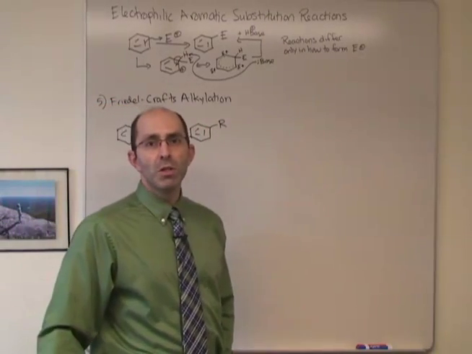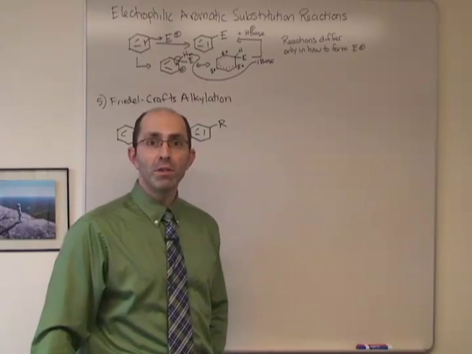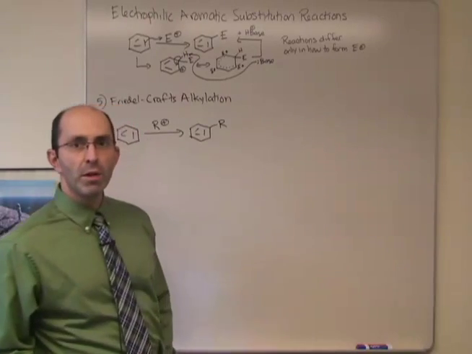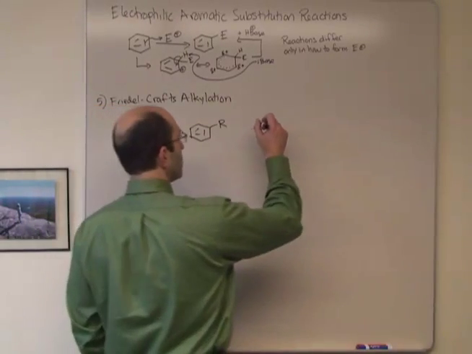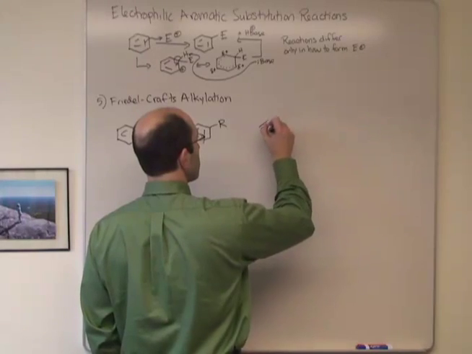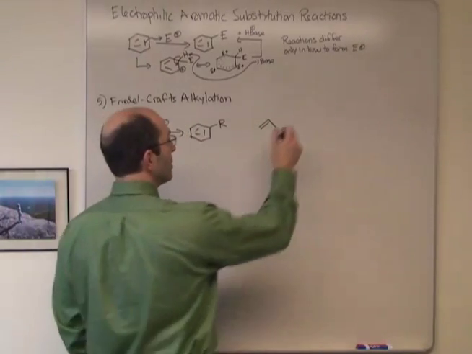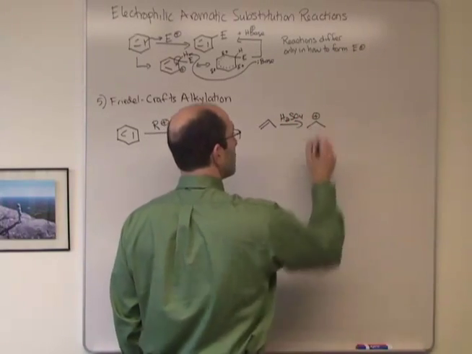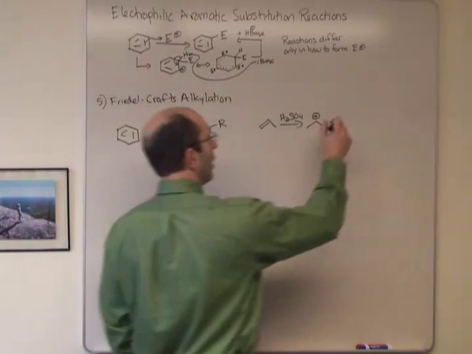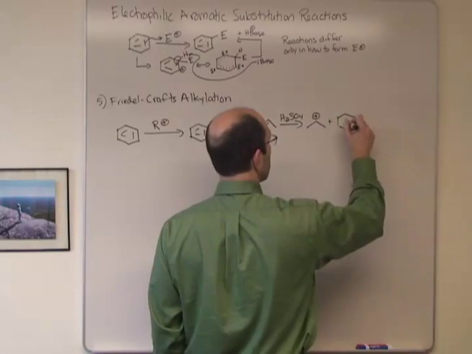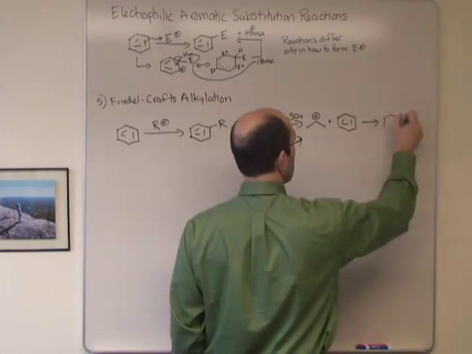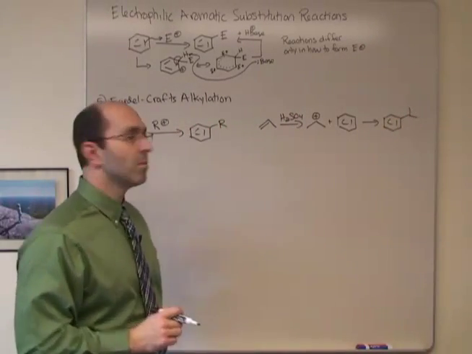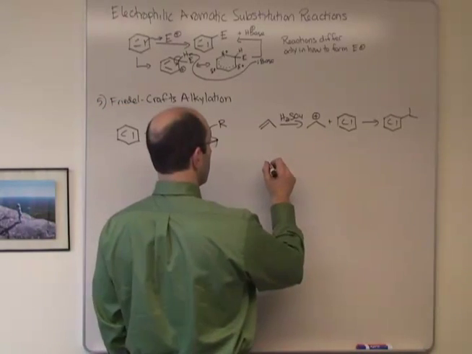So the question is, how do we form the carbocations that we want to use in these reactions? When we think about it, there are several ways that we can form a carbocation. If we have an alkene, we've seen that we can react that with sulfuric acid. That forms a carbocation. So if we do that in the presence of benzene, we can do a Friedel-Crafts alkylation reaction.